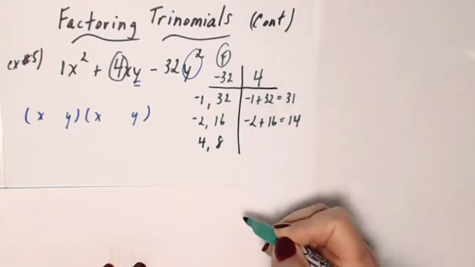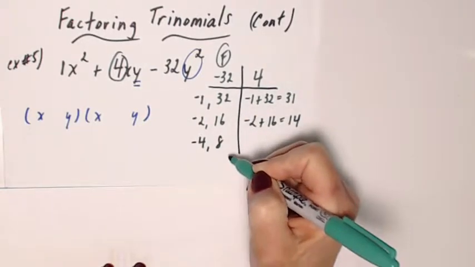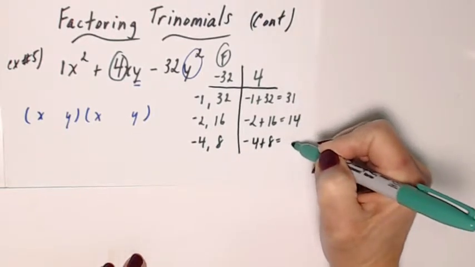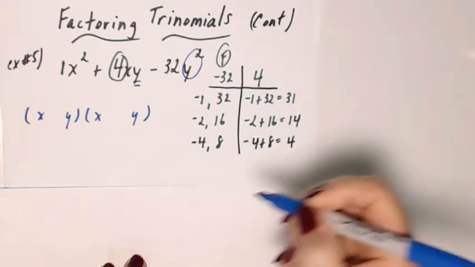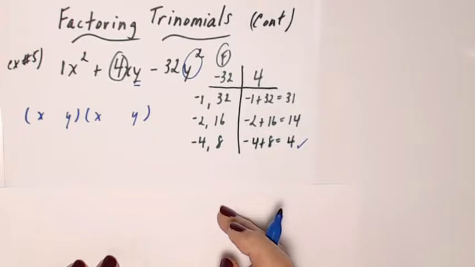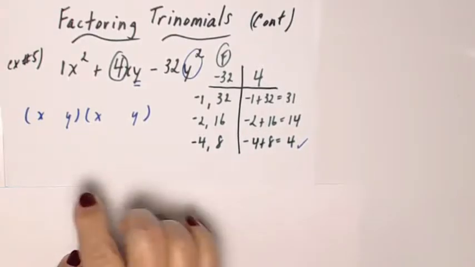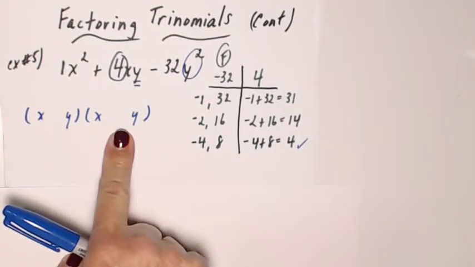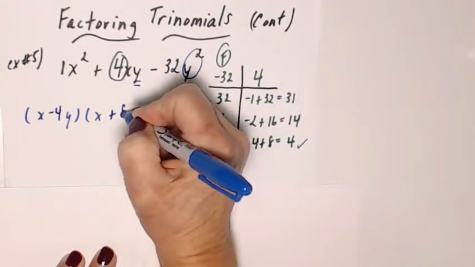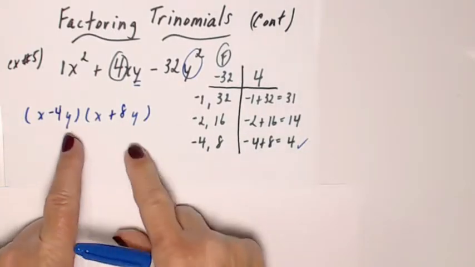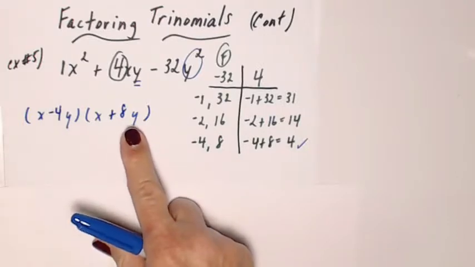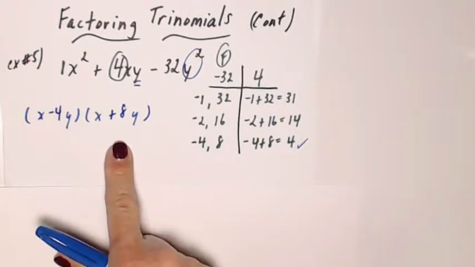4 times 8 is 32. Negative 4 times 8 is the negative 32. And then negative 4 plus 8 is 4. And yay, that is the number that we want to add to. So we come to our factors that we've written, and we put in the negative 4 and the plus 8. And again, as I said at the beginning of this example, we do have this y information there, but it doesn't cause us any problem. It's just going to sit there.